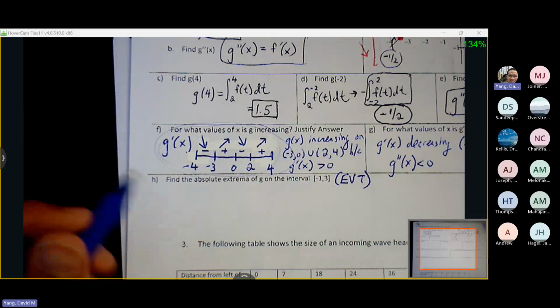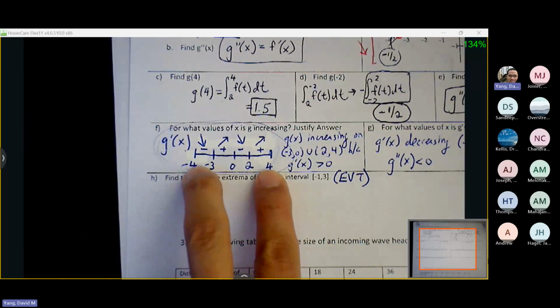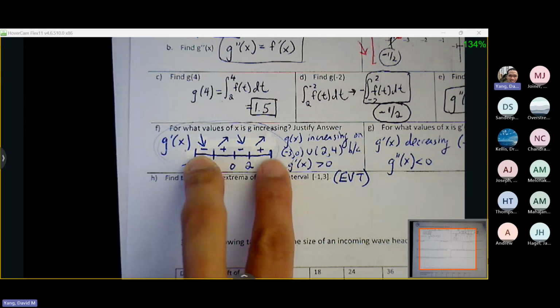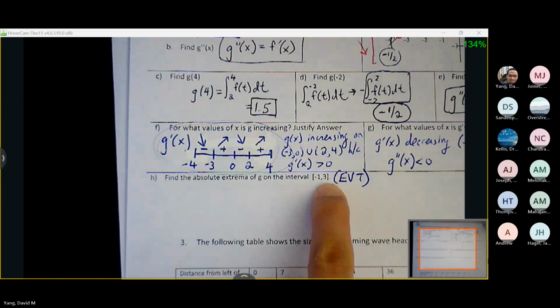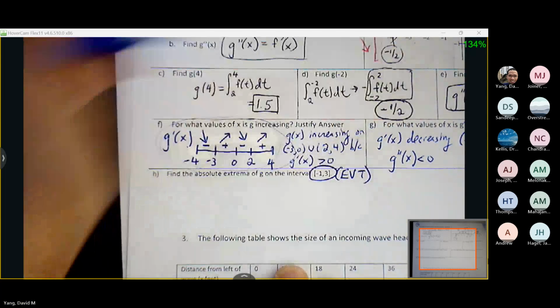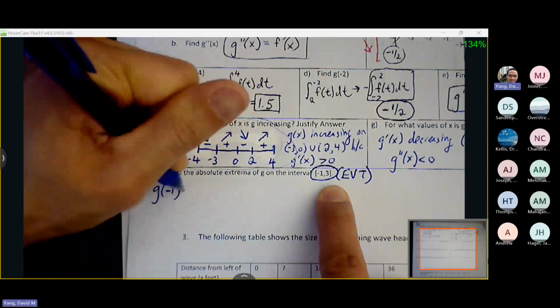Oh, sorry. My bad. It's only asking us from -1 to 3. So we don't have to go as far left and right as I had it. So we're just going to test -1, 0, 2, and 3. Right? Sorry. We're looking at the intervals here, so no need to look at -3, -4, or 4.